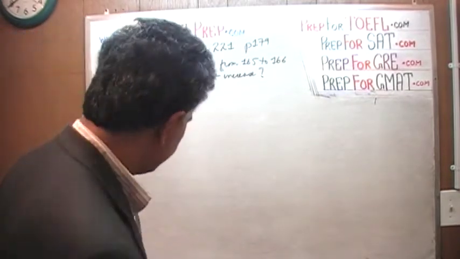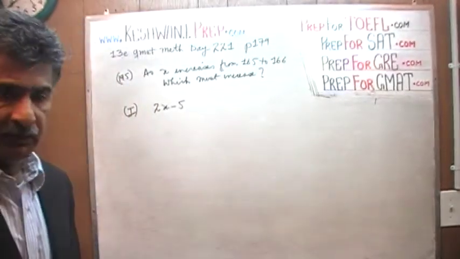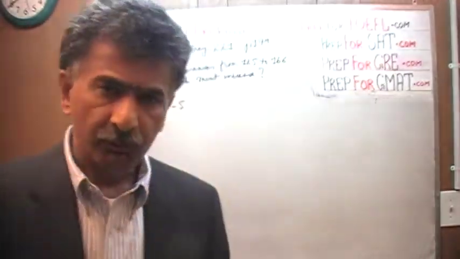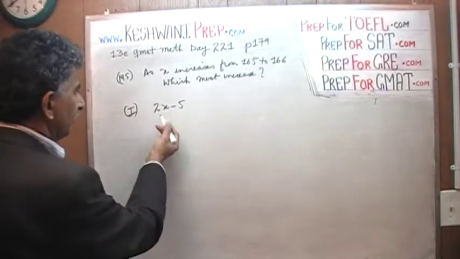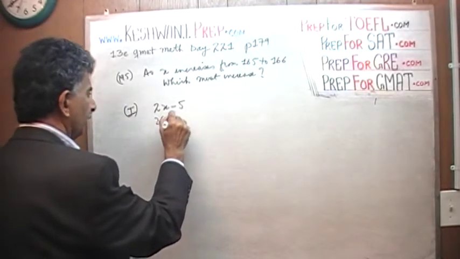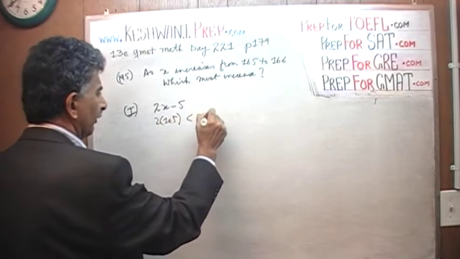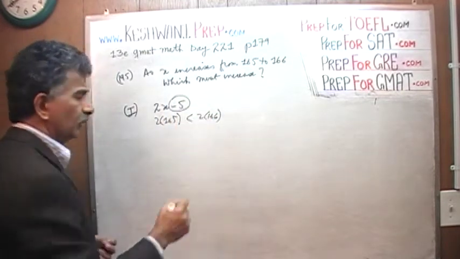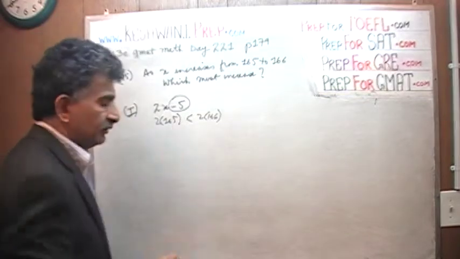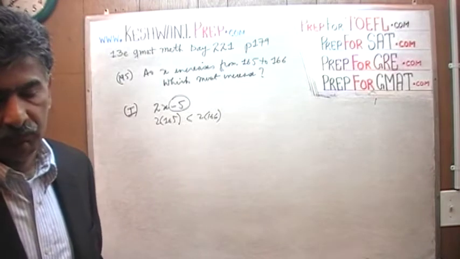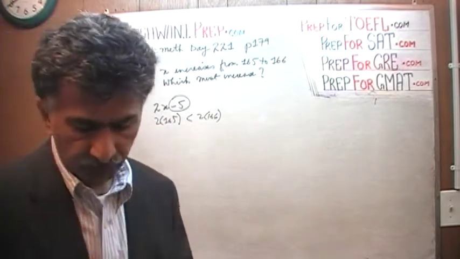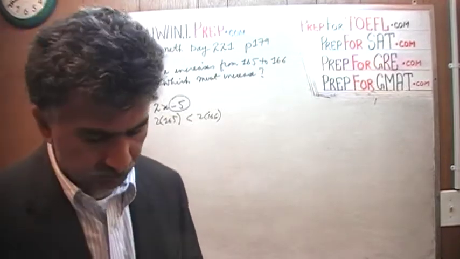There are three statements given to us. The first statement says 2x minus 5. We can clearly see that as x increases from 165 to 166, 2 times 165 is of course going to be less than 2 times 166. The minus 5 plays no role because you subtract 5 from both. So it is going to increase. That was pretty simple and very straightforward. Makes you wonder why they even bother to put that in there.